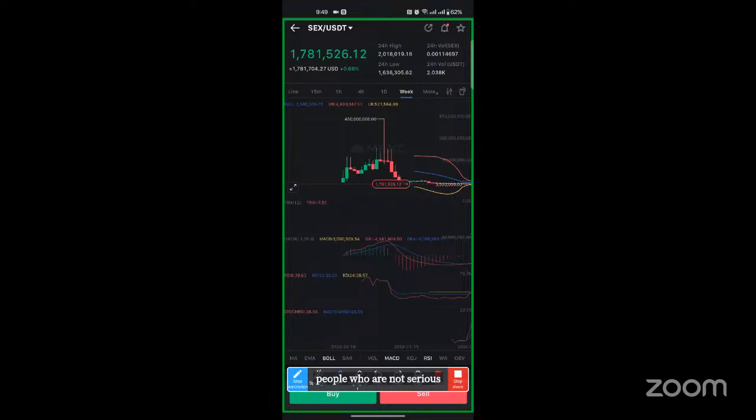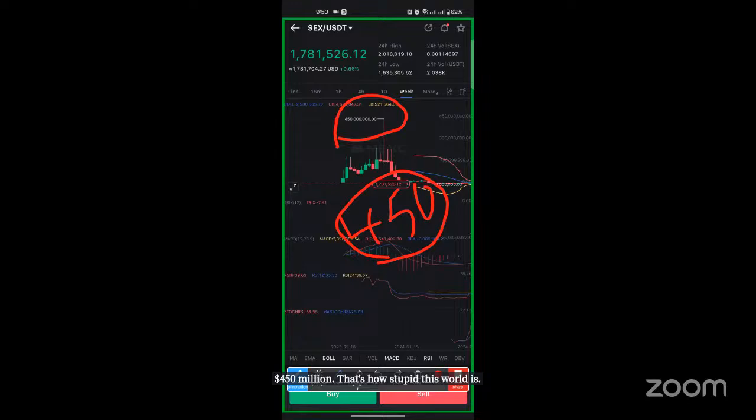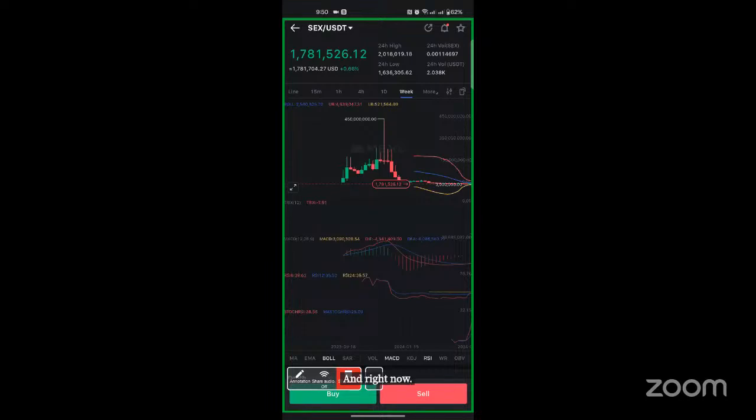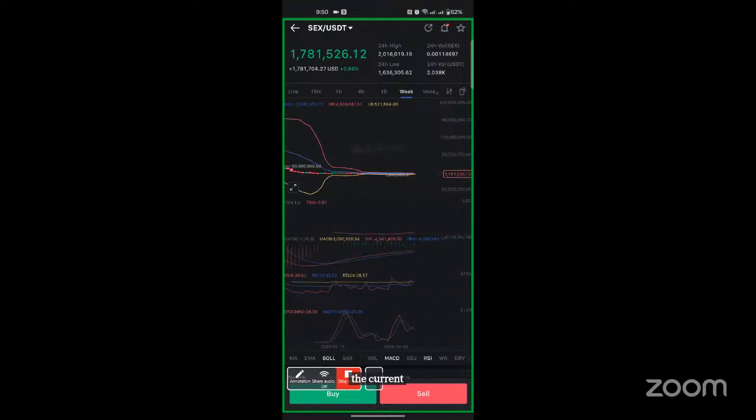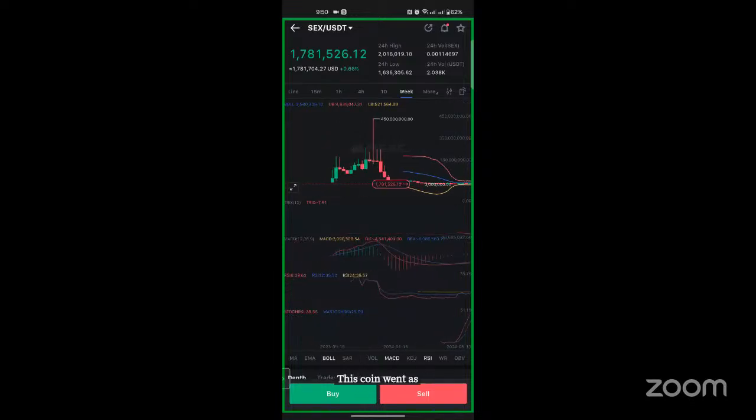This coin went up to $450 million. That's how stupid this world is. $450 million. And right now, the current price of this coin is $1.7 million. Bitcoin is not the most expensive coin. I can show you over 5 coins that are more expensive than Bitcoin. This coin went as high as $450 million.